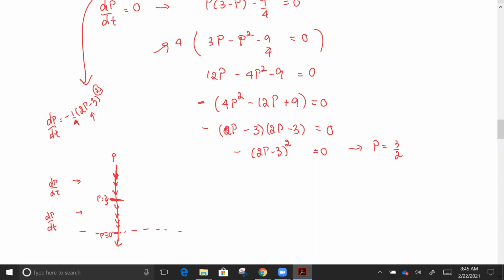And now we can see P equals 3/2. This is not stable, this is not unstable, but this is semi-stable. P equals 3/2 is semi-stable. You guys okay with this so far? Yeah.